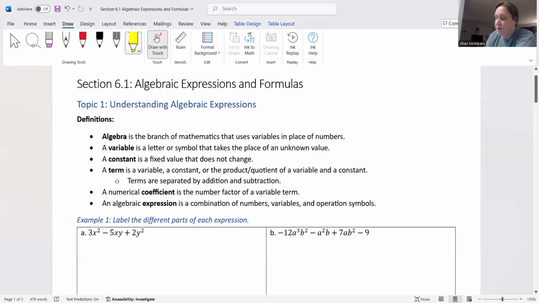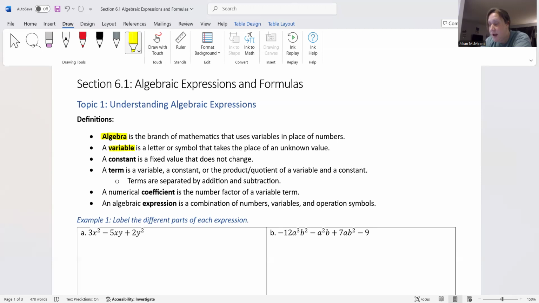Okay, so first and foremost, algebra is the branch of mathematics that uses variables in place of numbers. This is the time in math when you start seeing X's and Y's and Z's and things like that, okay? And in case you don't know what a variable is, that's our next definition. So a variable is a letter or a symbol that takes the place of an unknown value. Think of it almost like a placeholder for a number. We don't know what the number is yet. That's our mission in many cases, to figure out what that number is, but we don't know what it is. Okay, so the variable just acts as a placeholder.